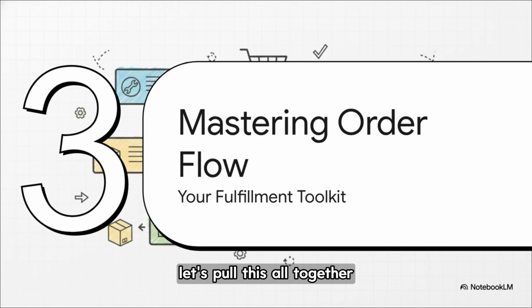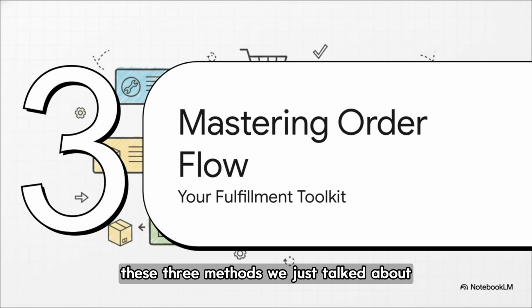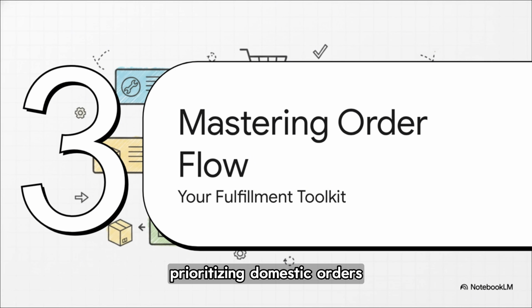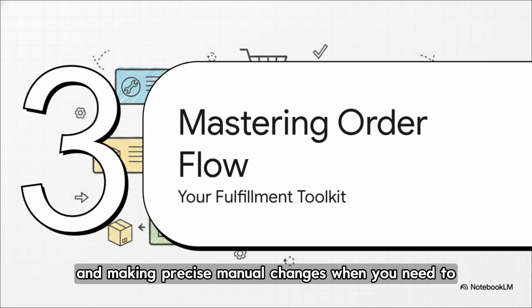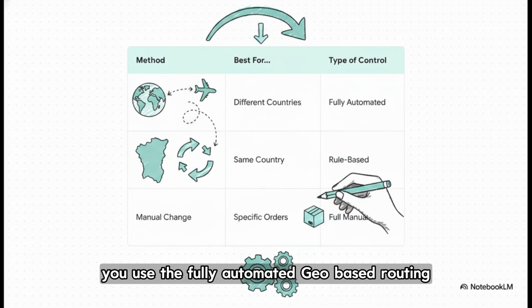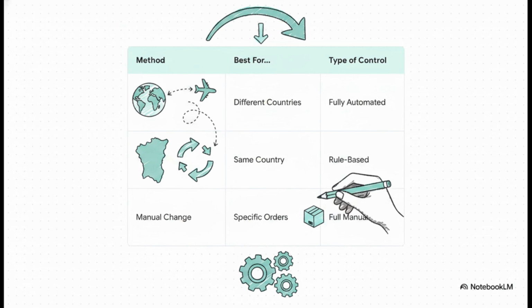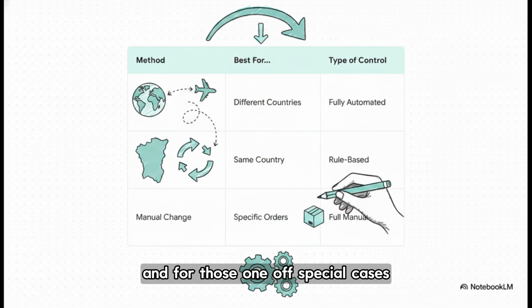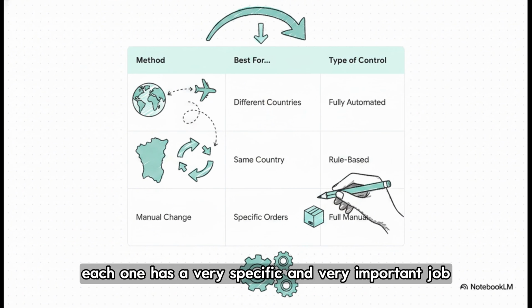All right, let's pull this all together. These 3 methods we just talked about aren't just a few separate tricks. They are a complete fulfillment toolkit. You now have tools for automating international shipping, prioritizing domestic orders, and making precise manual changes when you need to. This table sums it all up perfectly. For shipping to different countries, you use the fully automated geo-based routing. For orders within the same country from multiple warehouses, you use the rule-based order routing. And for those one-off special cases, you have full manual control. See how they all fit together? Each one has a very specific and very important job.